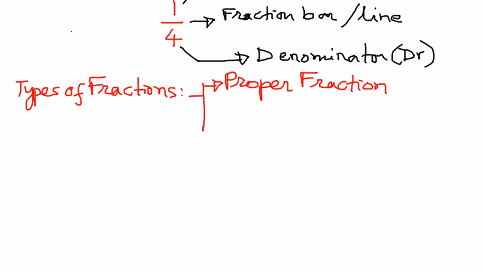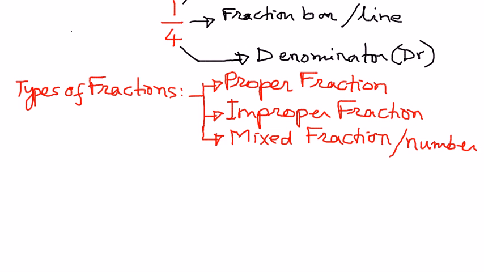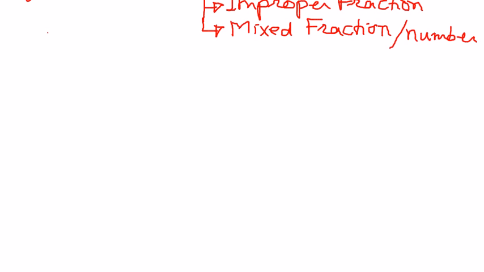The second one, we'll explain that more in detail after I list out these three types. The second one is called the improper fraction. And the third one is called a mixed fraction, or sometimes also referred to as a mixed number. These are the three types which are available to us. So let us look at each one of them in more detail here.